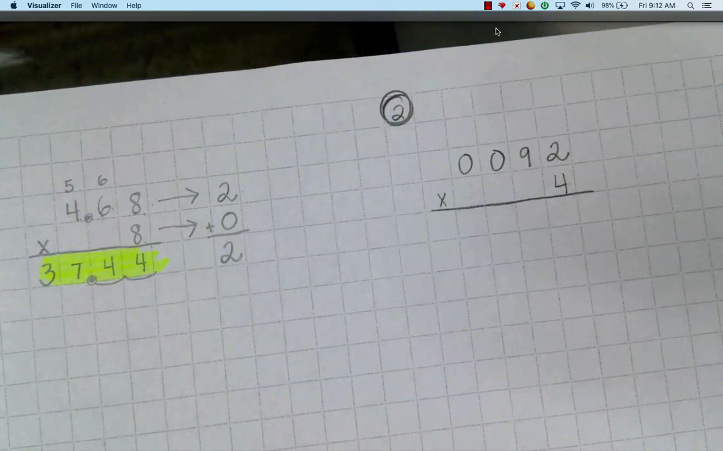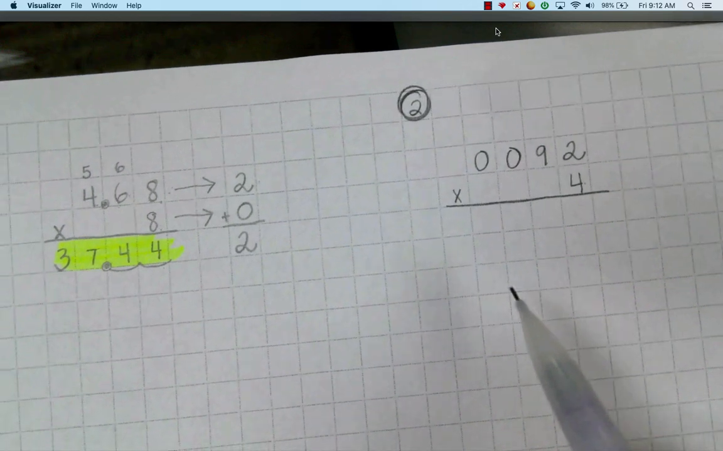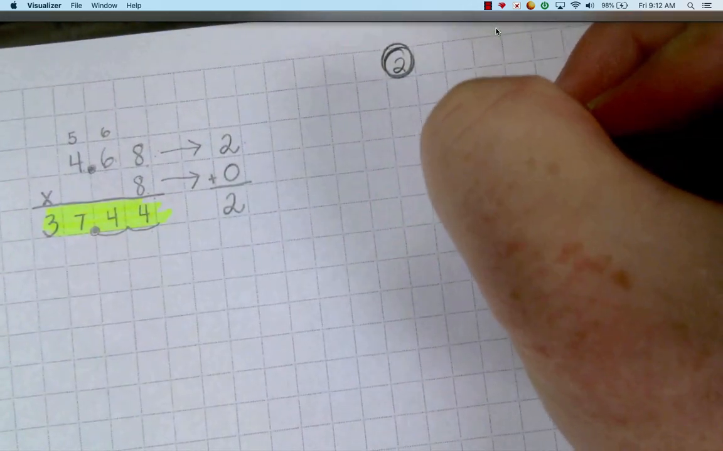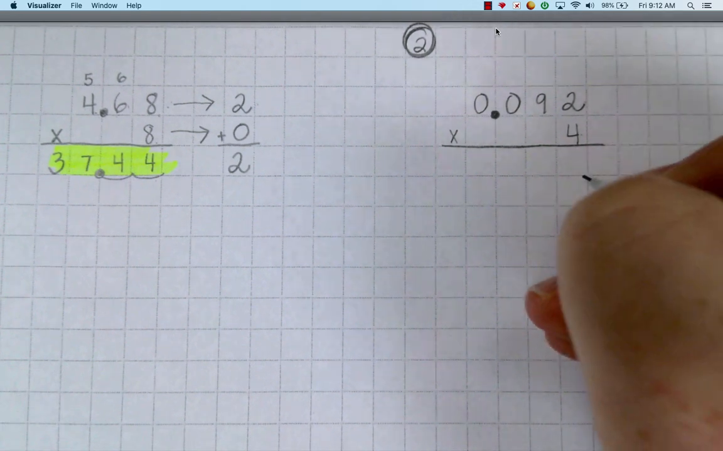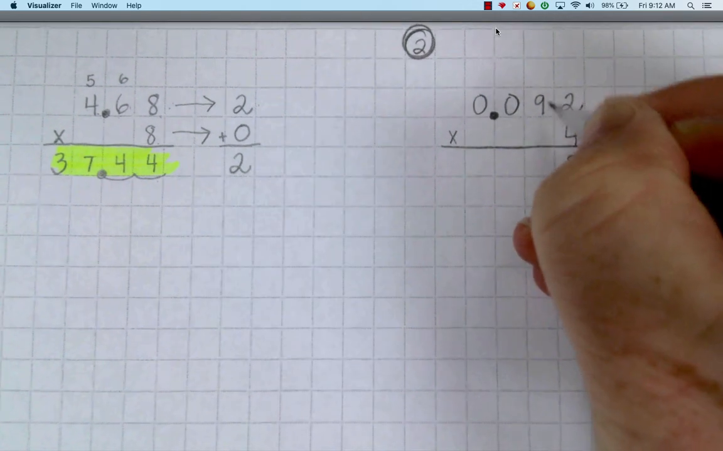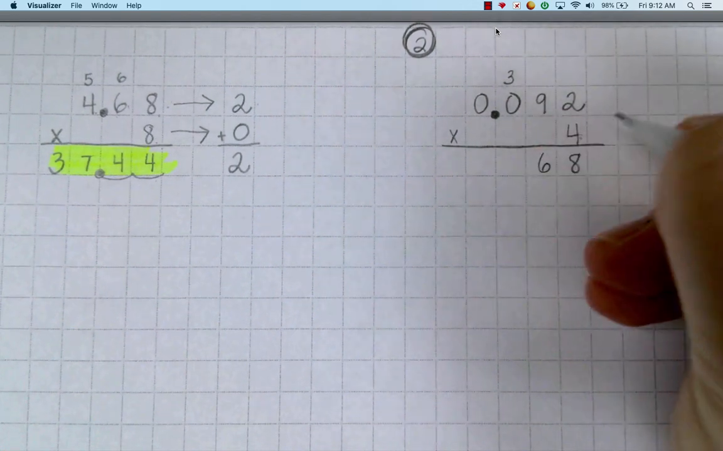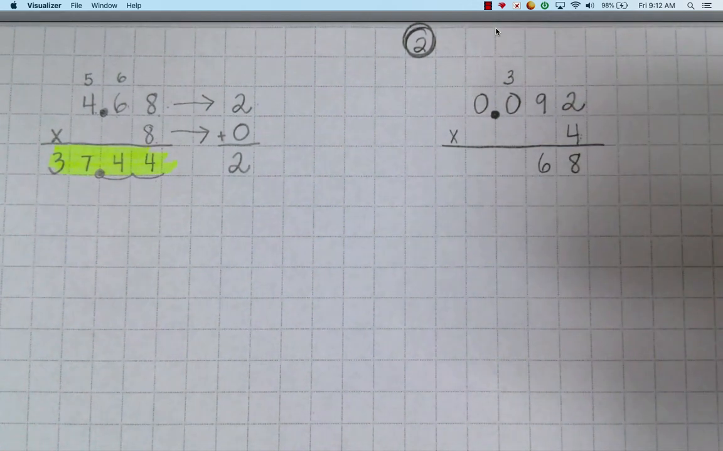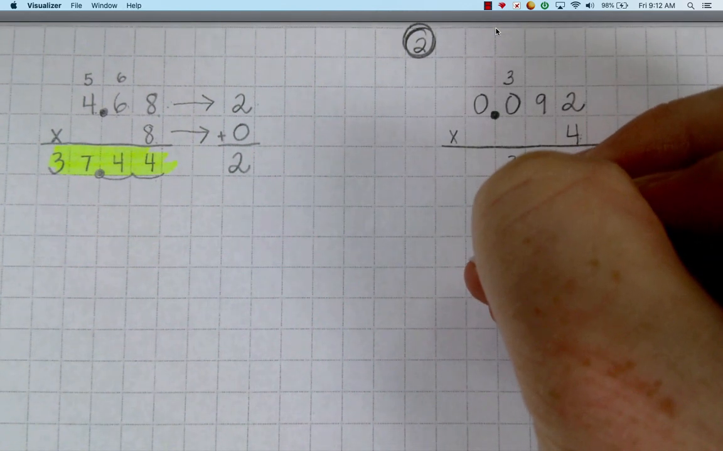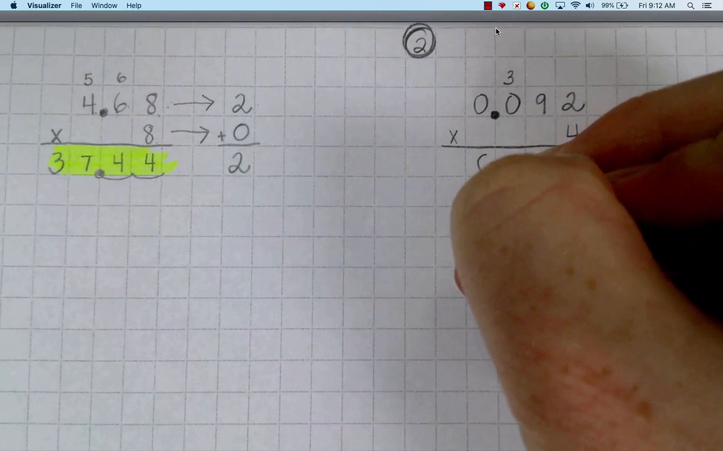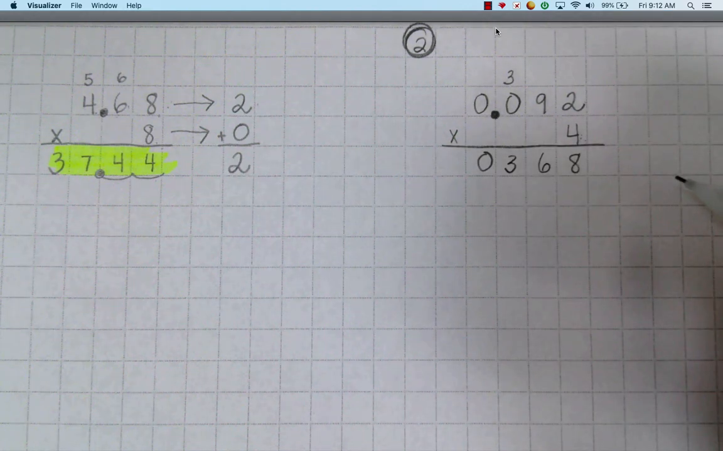Now, I'm also going to, again, put my decimal where it belongs over here. It's between my zeros. And I'm going to multiply. 4 times 2 is 8. 4 times 9 is 36. Carry that 3. 4 times 0 is 0, because anything times 0 is 0. But I have to add that 3, so I have 3. And then 4 times 0 is 0. And I have no other digits in my factor, so this is going to be my product.